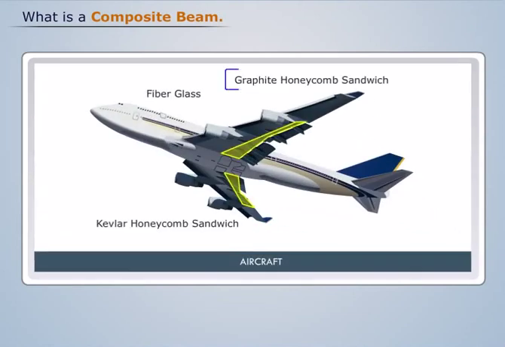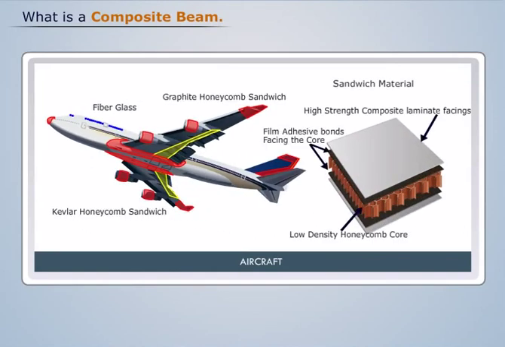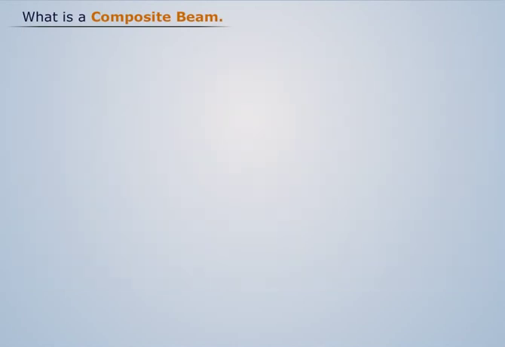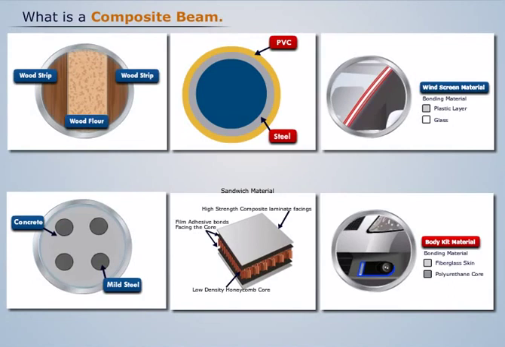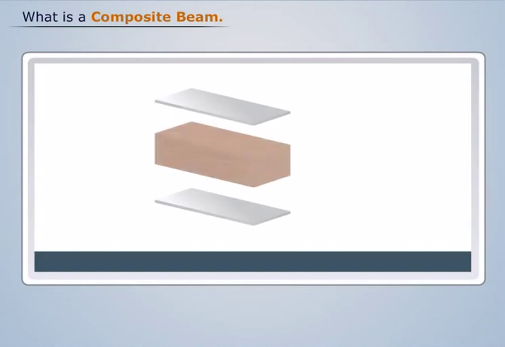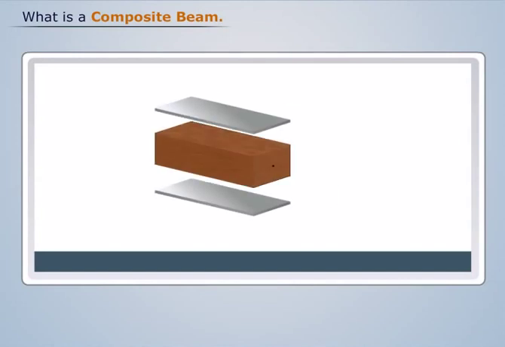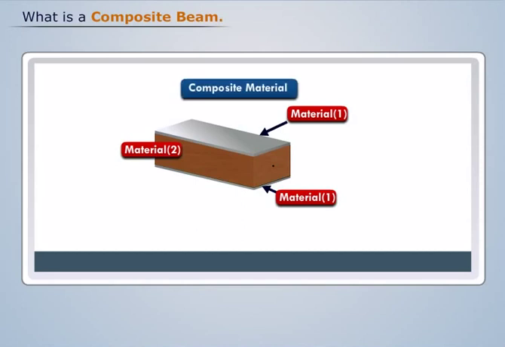and when we look at an aircraft, we can see that each of its parts is made up of different materials. So, what is common in all these objects? As we can see, each of these objects is made up of two or more materials. Such material, which is made from two or more materials, is known as composite material. And the beam formed by such material is known as a composite beam.